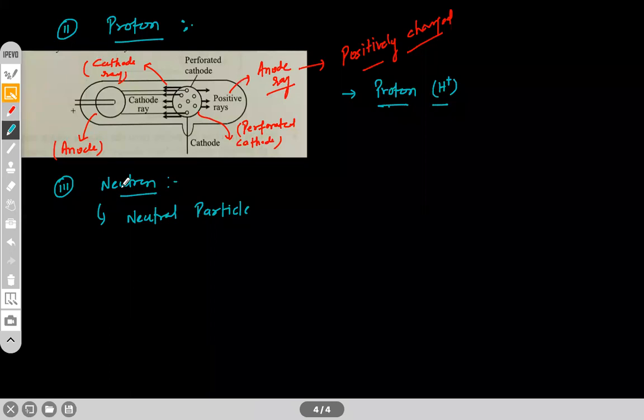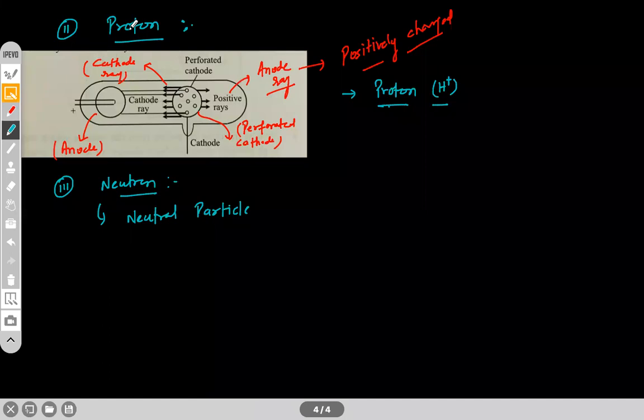So various scientists came to this conclusion that with the help of only proton and electron, the atomic mass of different atoms could not be explained at that point of time. If only protons and electrons were present, then the atomic mass of different atoms could not be explained properly. There would be some error or difference.